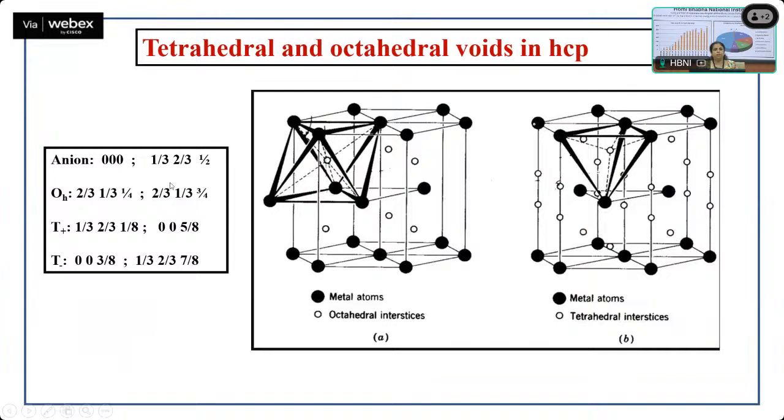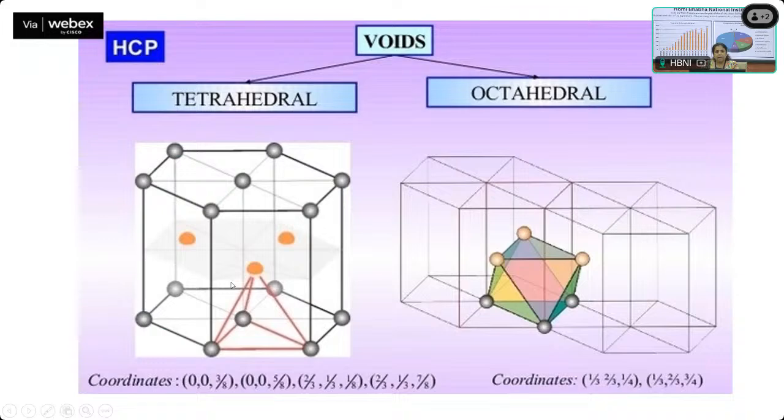So two octahedral holes. Now one hexagonal unit cell contains two lattice points. So by virtue of the correlation between the number of octahedral holes and the number of lattice points, 1 is to 1, it has to have two octahedral holes, and we just established them: 2 by 3, 1 by 3, 1 by 4 and 2 by 3, 1 by 3, 3 by 4. Okay. Now imagining tetrahedra is a little more involved. Look at this particular cube.